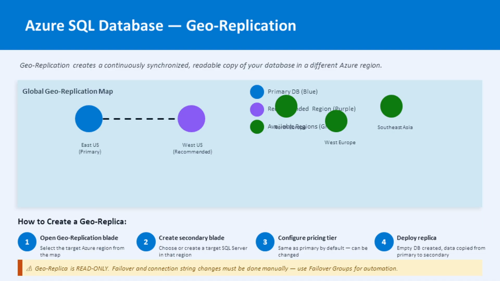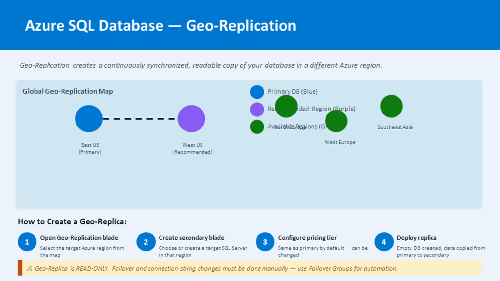To set this up, you go to the geo-replication blade in the Azure portal, which shows a world map. On the map, your current data center is marked in blue, the Azure recommended replication destination, usually the geographically closest available region, is marked in purple, and all other available regions are marked in green. You simply click on any region on the map to begin.